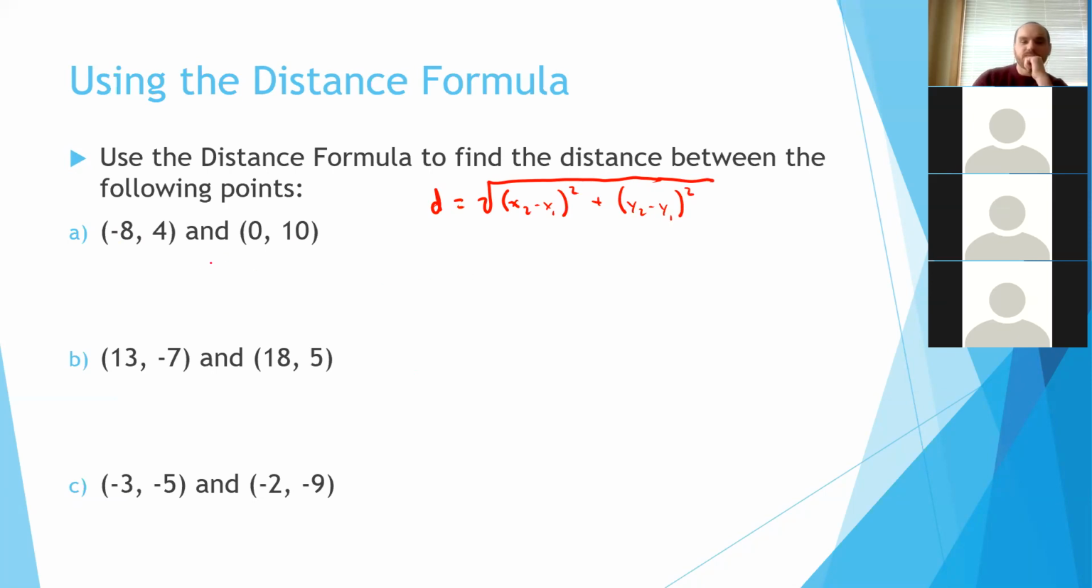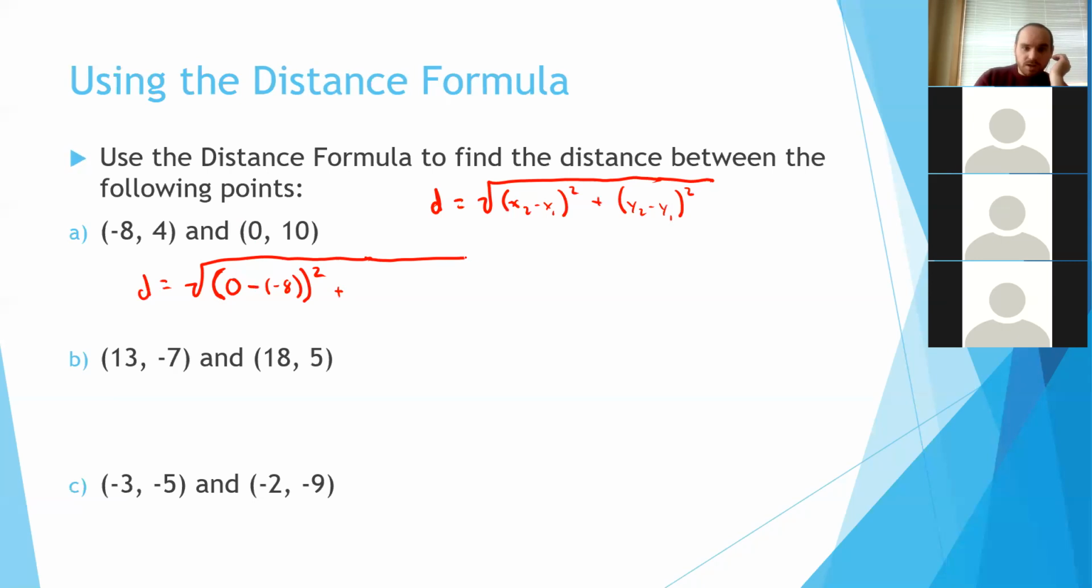So what we're going to do, we're going to say d equals the square root of, what is the x value of my second point? 0. Yep. Minus, what is the x value of my first point? Negative 8. That's going to be squared.